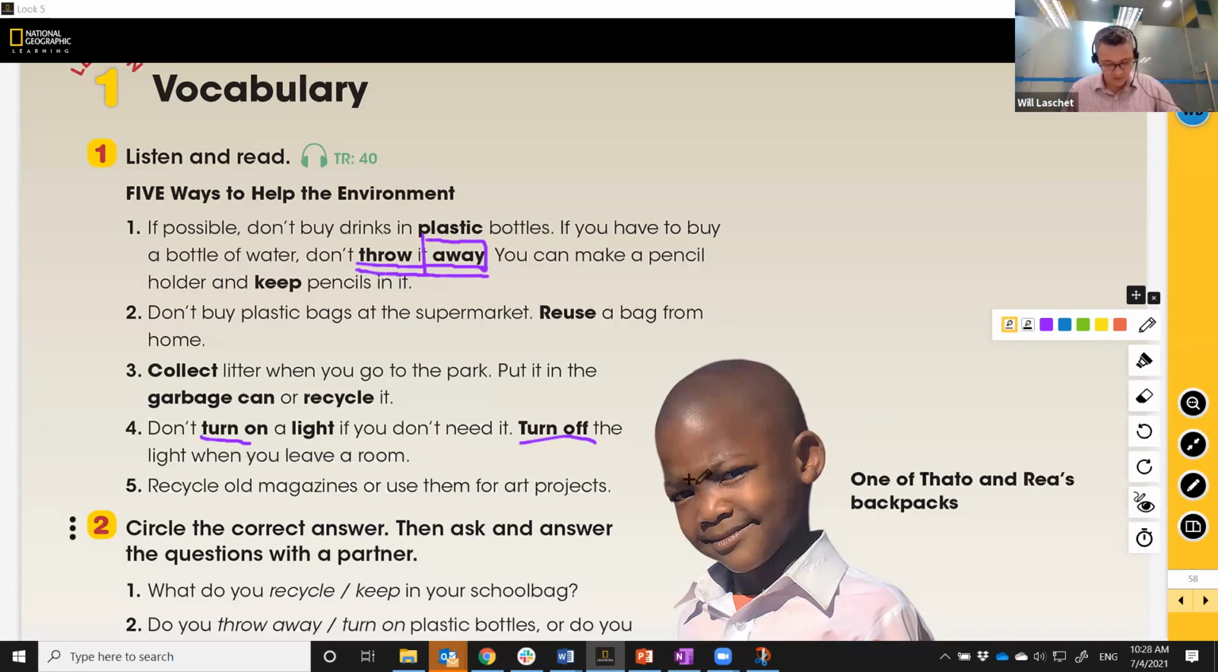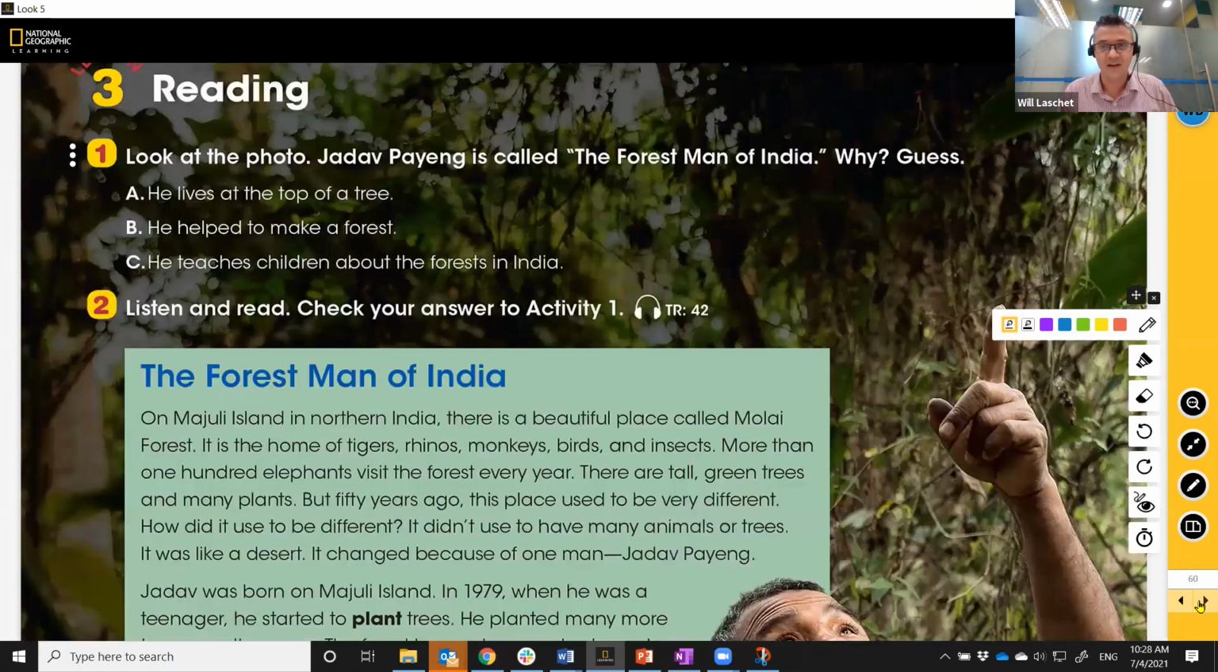We're going to move on to the writing. So I said this is a writing lesson. So let's move on and have a look at the writing.